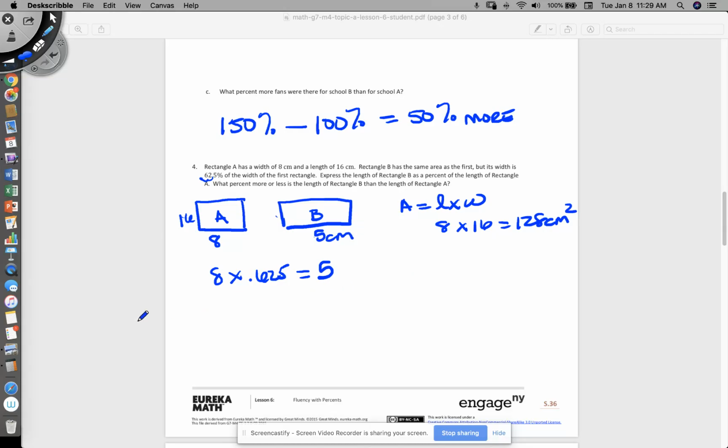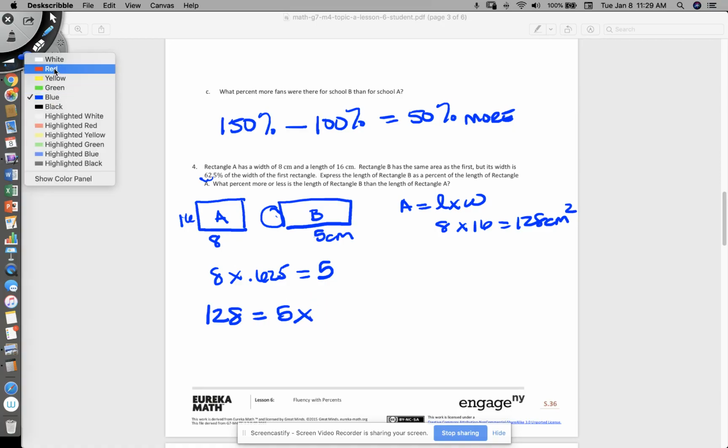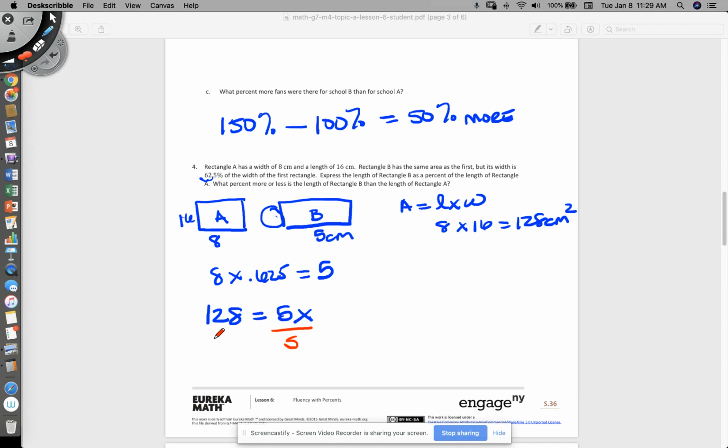All right. So what is the area for B then? So what is its length is basically what I'm solving for. So I know if the area is 128 and it's 5 times the length, then I'm solving for the x. So let's go ahead and divide out that 5. The 5's cancel. And 128 divided by 5 equals 25.6 centimeters. So this here would be 25.6 there.